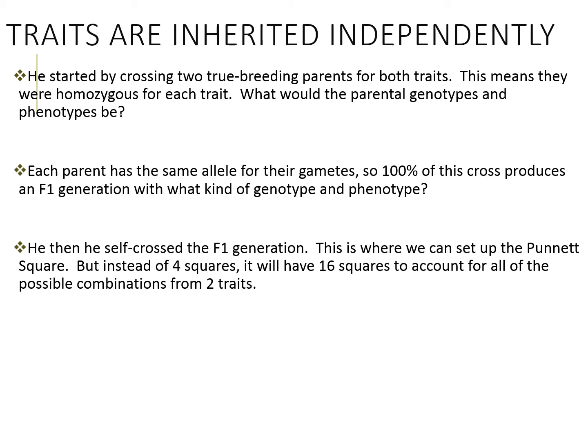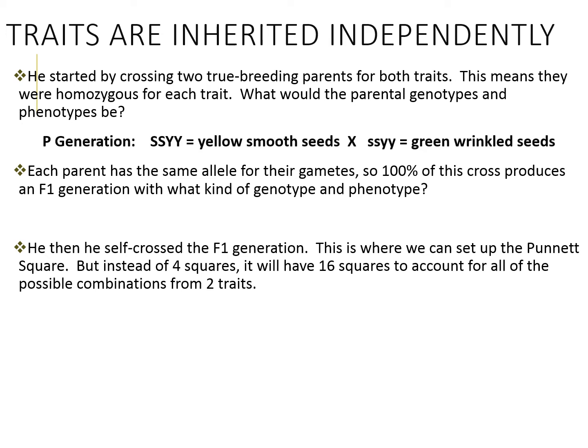He started by crossing 2 true breeding parents with both traits. So this means they were homozygous for each trait, the parents that is. What would the parental genotypes and phenotypes be? Here we go, P generation.